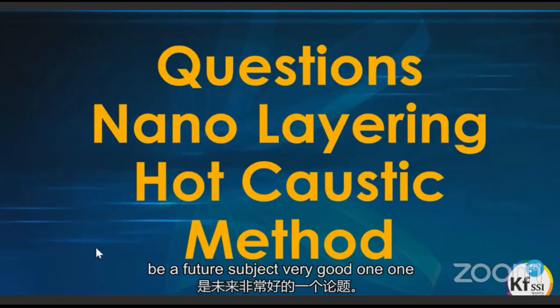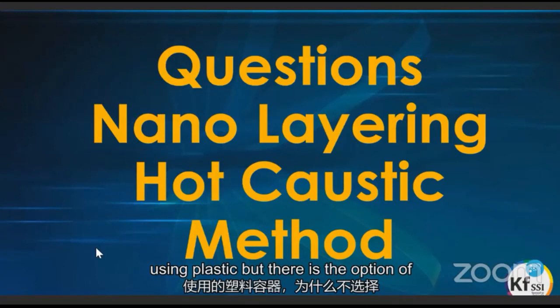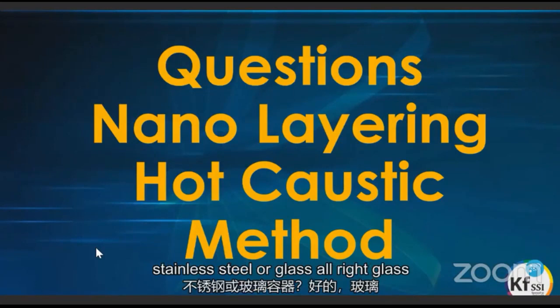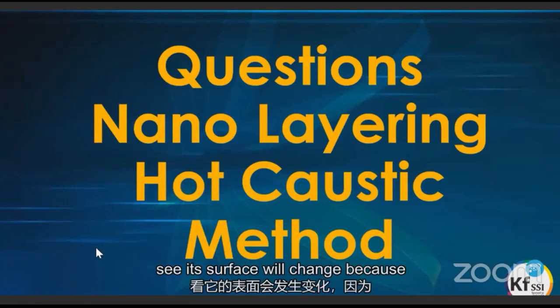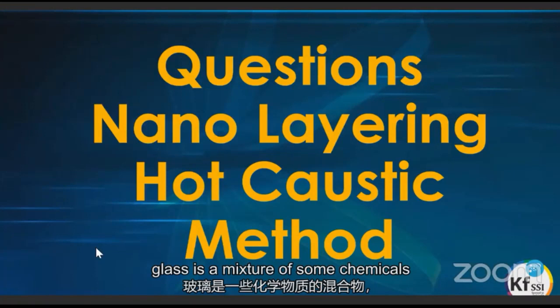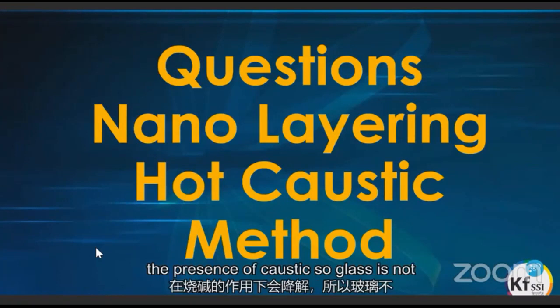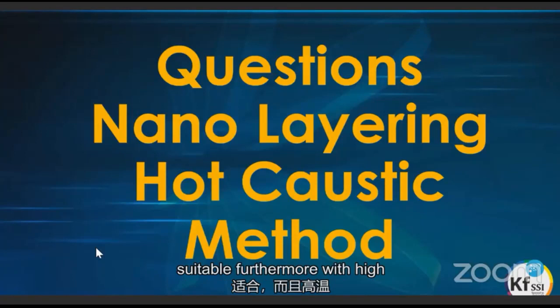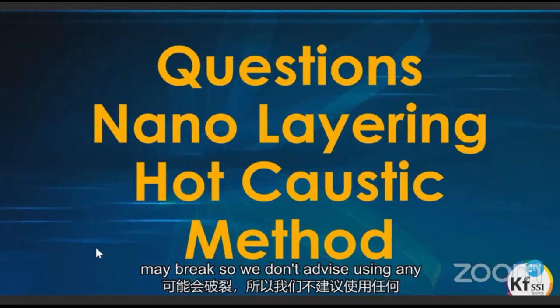Very good. One last question is the container. Here we're using plastic, but there is the option of stainless steel or glass. Glass is basically attacked by caustic. So you see its surface will change, because glass is a mixture of some chemicals, and some of those chemicals degraded in the presence of caustic, so glass is not suitable. Furthermore, with high temperature, the temperature shock, the glass may break, so we don't advise using any glass for that.